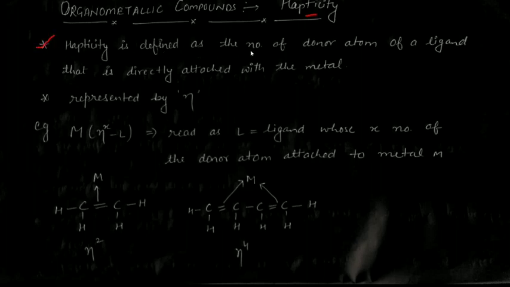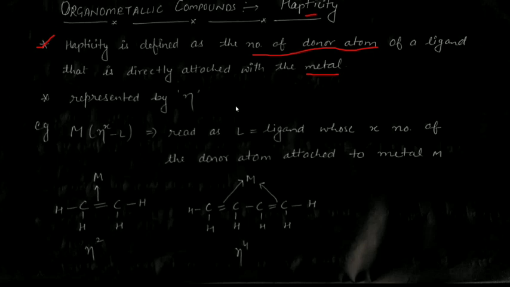Hapticity is the number of donor atoms of a ligand attached to a metal. It means the number of donor atoms of a ligand which are directly attached to the metal is known as hapticity, and it is represented by eta. Eta is a Greek word spelled E-T-A.